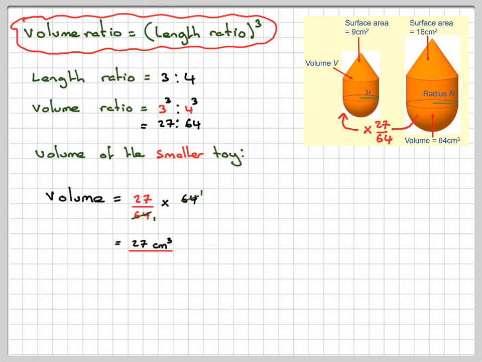So if you start from the surface area ratio and you want to find the volume, you're best to find the length ratio first by square rooting this, and then cubing the length ratio to get a volume ratio. Similarly, if you wanted to find the area ratio from the volume ratio, you're best cube rooting the volume ratio to get a length ratio, and then squaring the length ratio to get the area ratio.